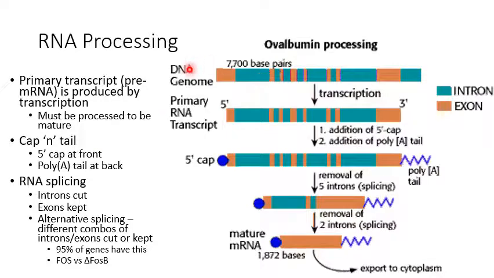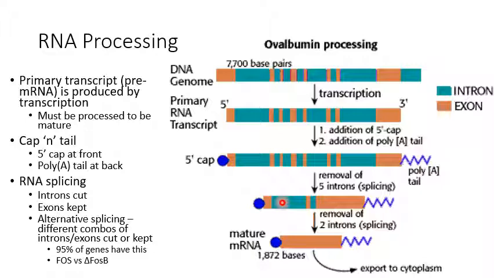Once you finish transcribing the mRNA from the DNA, what you actually have is technically called a primary transcript or a pre-mRNA, which reflects the fact that it has not been processed yet. When you're processing it, you're going to add a 5' cap and a poly A tail to the other end, to the 3' end. That's the cap and the tail. Every mRNA in eukaryotes has a cap and a tail added to it.